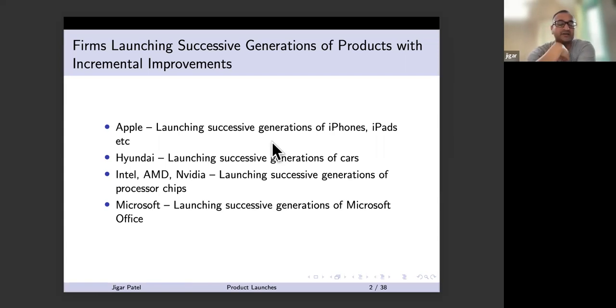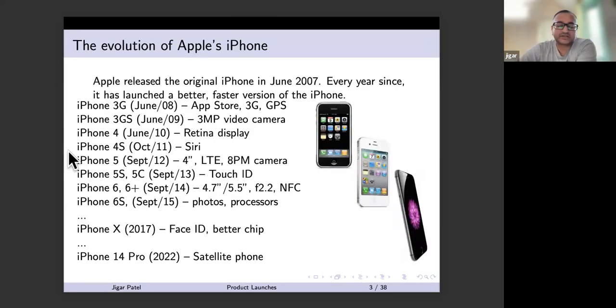Similarly, car companies launch better and better versions of cars. Processor companies like Intel, AMD, Nvidia launch newer and better chips over time. Microsoft launches better software over time. So the question that we want to understand here is, how should these firms launch the product, subject to the current demand environment?